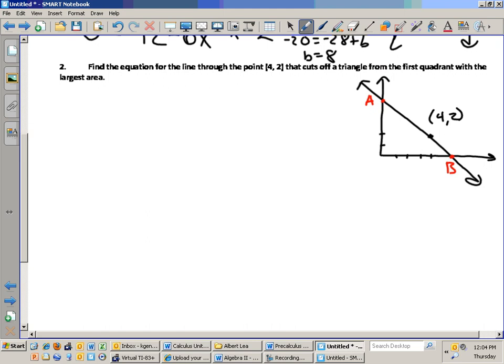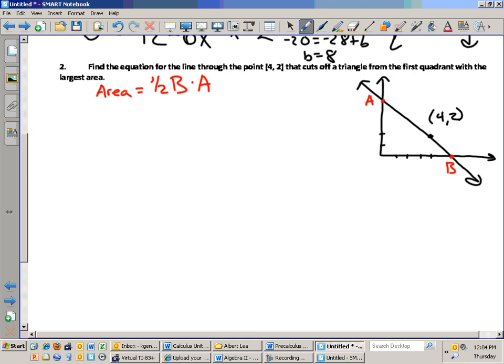So how do you figure out the area of a triangle? Area would equal 1/2 base times height. So what is the base in this scenario? Length B. And what is the height? A. So what we really need to do is write an expression for B and A. And if we write an expression for B and A, then we can multiply them together.